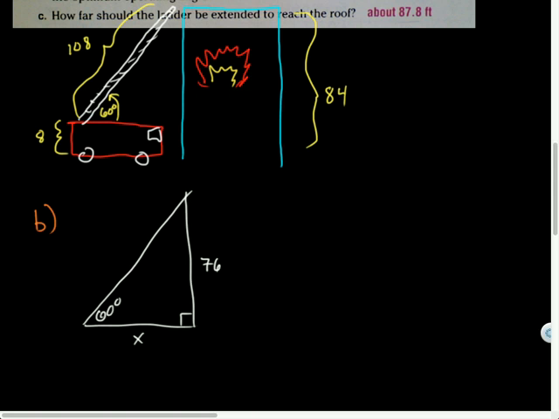So here's the problem that I'm solving in B. I'm specifically interested in how far from the building the base of the ladder should be. This is the dimension we're interested in, right to there. So let's write an equation. From this angle's perspective, 76 is which leg? Opposite. X is which side? The adjacent leg, so the trig ratio that compares those things is tangent. So tan of 60 degrees is equal to 76 over x. To solve this, first I'm going to get x out of my denominator.